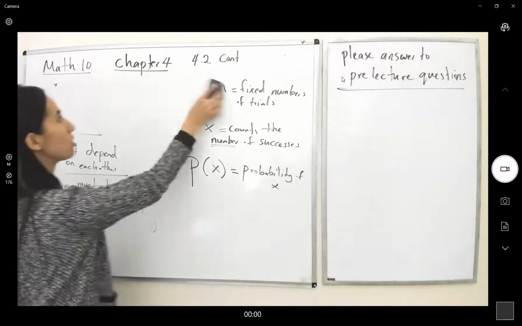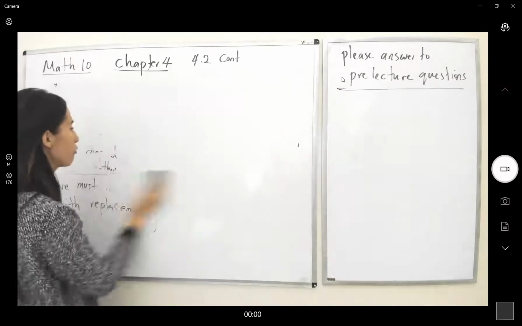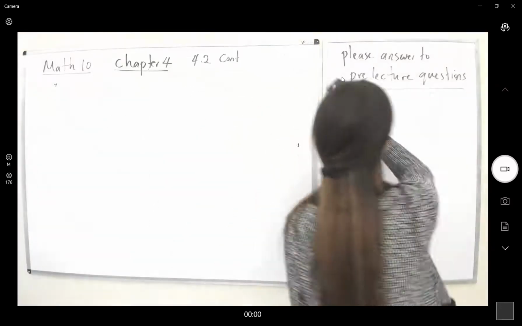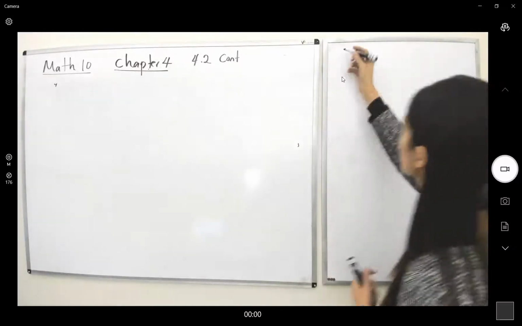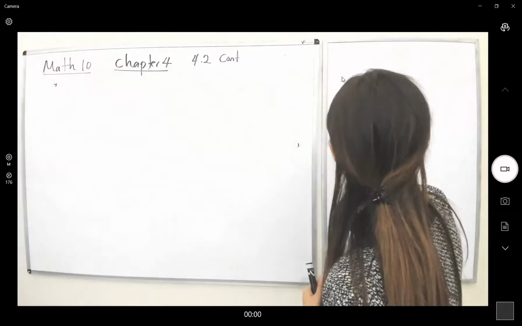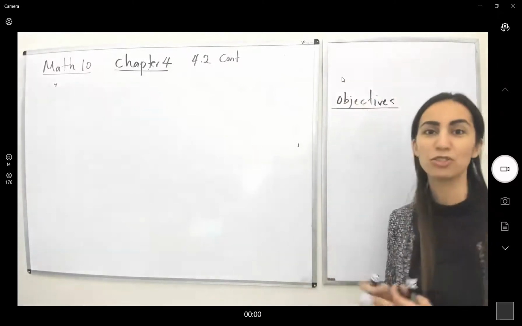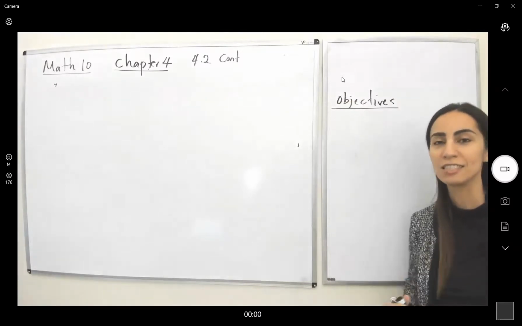Very well. So we are on chapter 4. We're going to continue 4.2. So what are the objectives? Objectives for today's lecture is we're going to talk about binomial CDF.